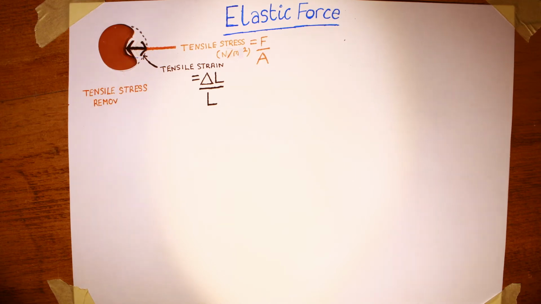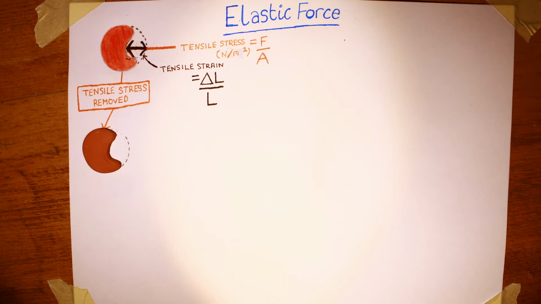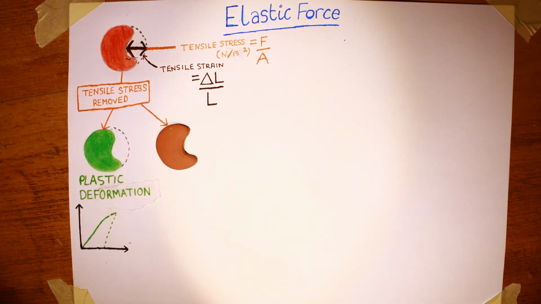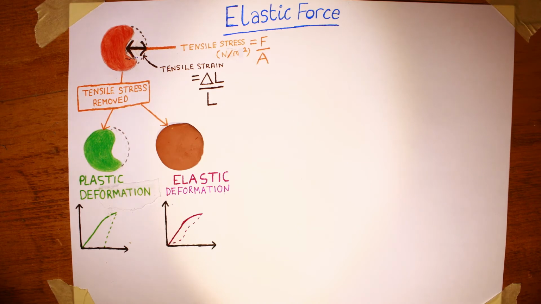If we remove this stress, the material either is permanently distorted, plastic deformation, or it returns to its original shape, elastic deformation. Young's modulus calculates the stiffness of a material, i.e. how much the material will deform under stress.